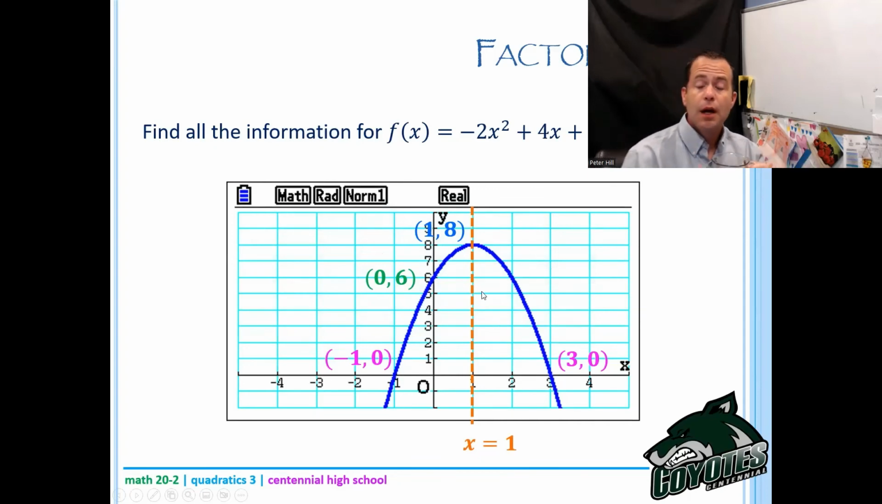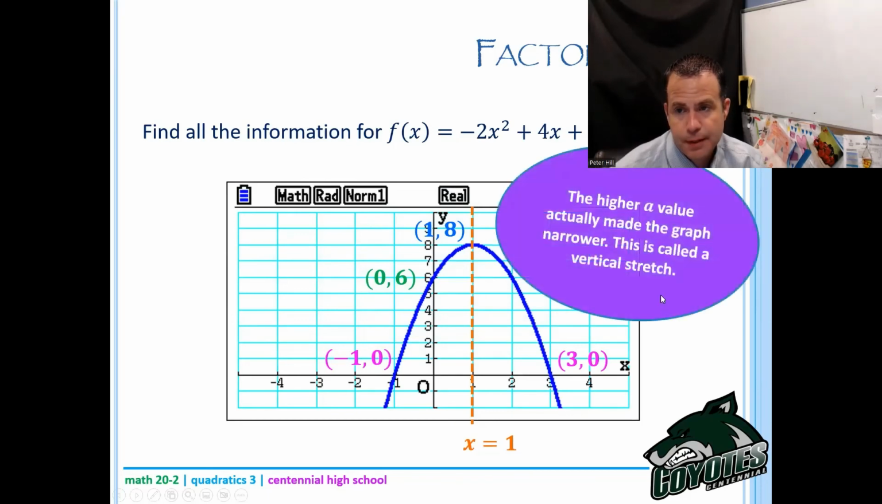Now, I don't know if you can notice it from my picture because I keep changing the window settings so that you see as much of the graph as possible, but this graph is actually skinnier. It's narrower than the original. So when we put an A value that's bigger than 1, the graph becomes narrower. Okay, it's called a vertical stretch. We'll talk more about it as we go. So the higher A value actually made the graph narrower. This is called vertical stretch.